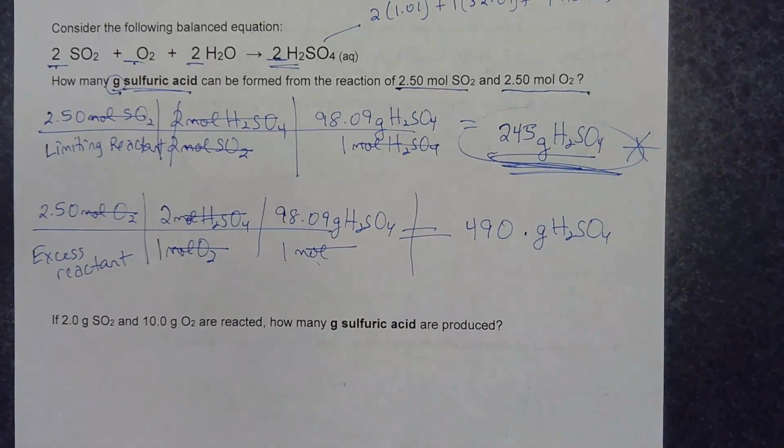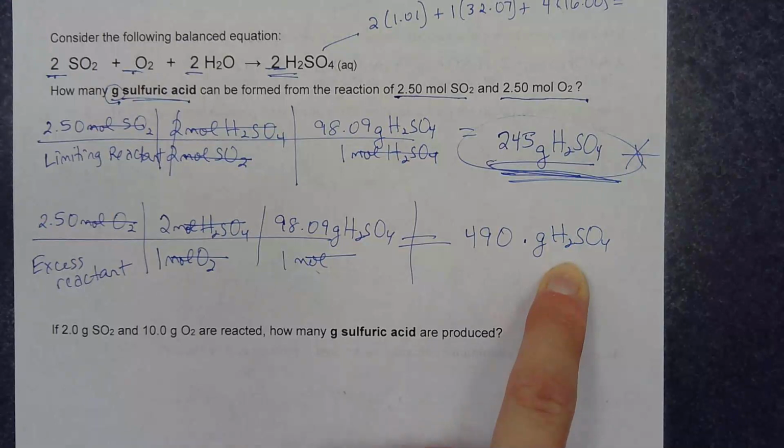Now, there is a question in your homework, I believe, that says how much excess reactant is there? How much is unreacted? How much excess reactant is left over? How do you figure that out? Well, you don't just subtract these numbers, because these numbers are the actual product formed.